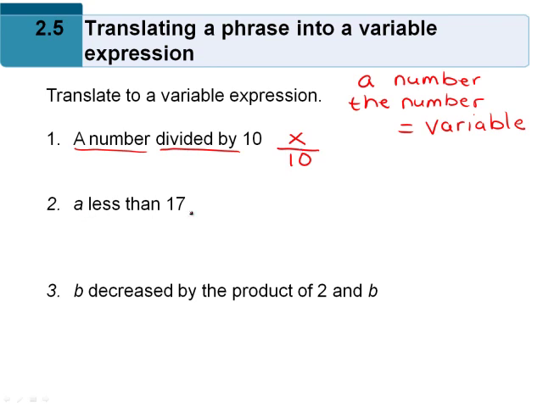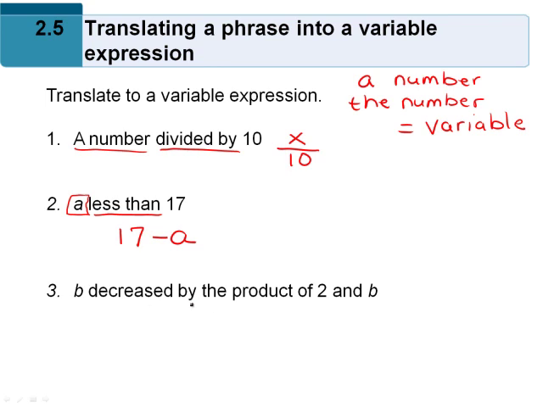All right, look at number 2. A less than 17. So our key phrase there is less than. So remember, whenever you see those two words, whatever's in front of those two words, less than, that goes at the back and you subtract it. So we want A less than 17 because we have to take the A away from the 17. So it would just be 17 minus A.